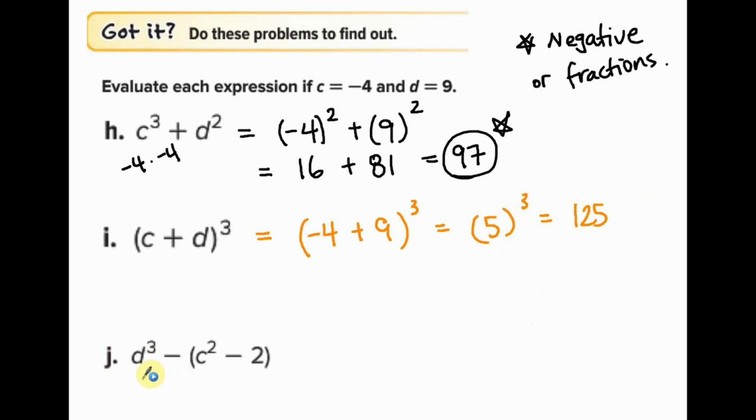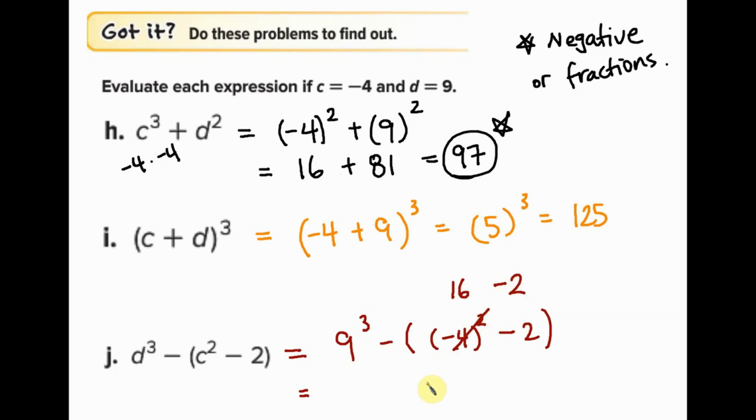And then the last one, what if you had D cubed minus C squared minus 2? In this case, let's do one at a time. D was 9. So 9 cubed minus, I see the square is inside of the parentheses. So in this case, negative 4 squared minus 2 at the end. If I do so, let's calculate the inside of the parentheses first. It looks like I have to do this part where negative 4 squared, this becomes positive 16 as what we just talked about over here. And then when you subtract 2 from here, 16 minus 2 becomes 14.